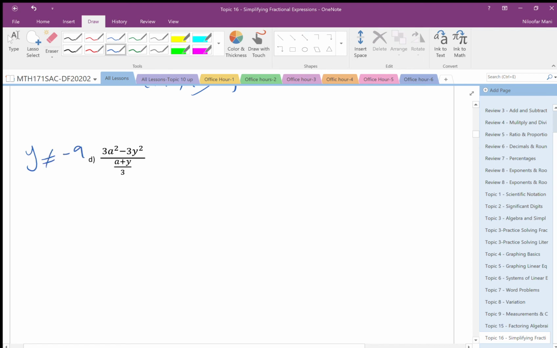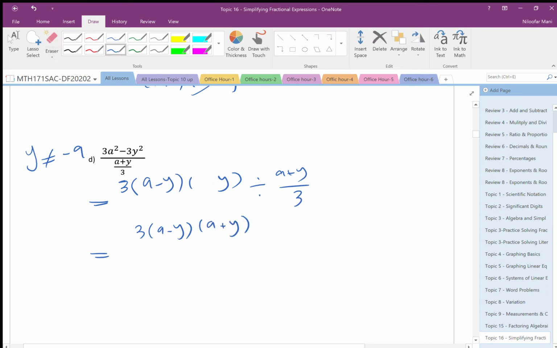Okay, so how about here? So I do it step by step. So can I factor 3? Yes, common factoring. Remember, common factoring must be the first step to be checked. Okay, so a minus y multiple a plus y, divided by a plus y over 3. Okay, so then 3 multiple a minus y multiple a plus y. So look like 9. Oh my goodness. Okay, so multiple 3 over a plus y.